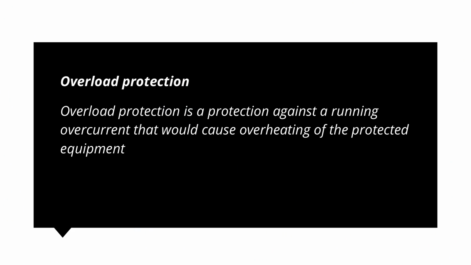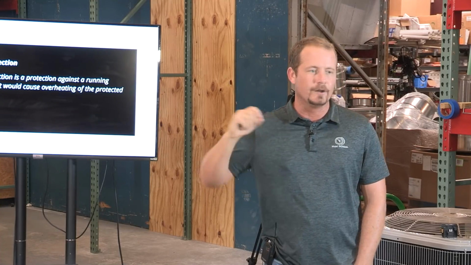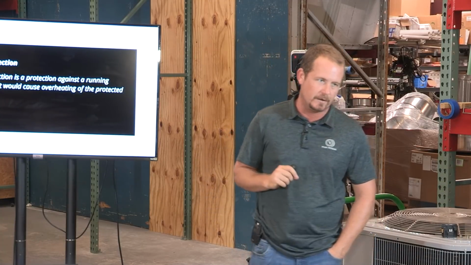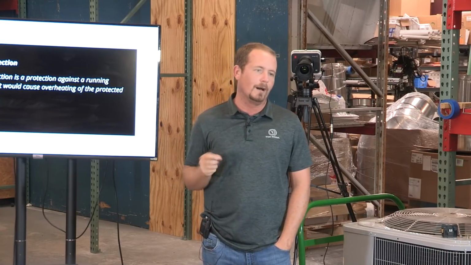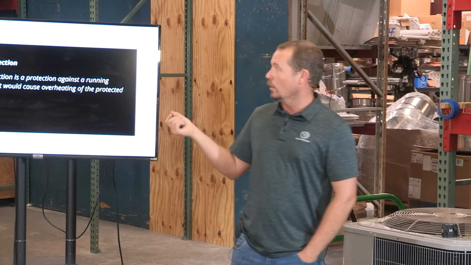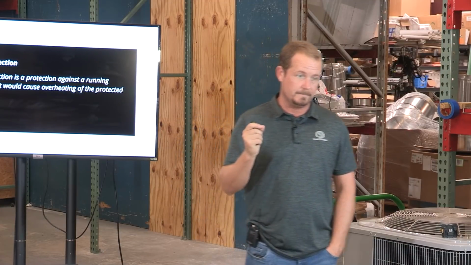Overload, so this is a big distinction. Overcurrent: circuit breaker, fuse. Overload protection is a protection against a running overcurrent that would cause overheating of the protected equipment. So you've got a compressor that is running hot because it's got no refrigerant in it, or because it's got a clogged condenser coil, or because it has way too much refrigerant, or because there's some other problem where it was in a hot pull down for an excessive period of time or whatever. Those are all overload conditions.